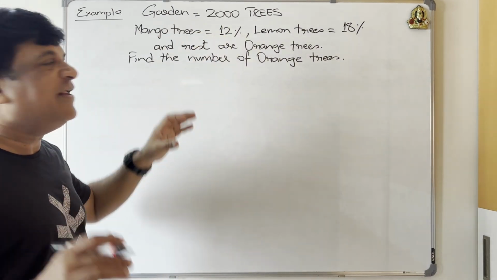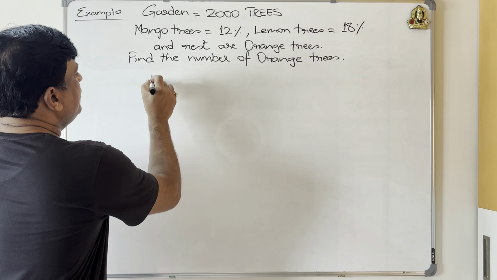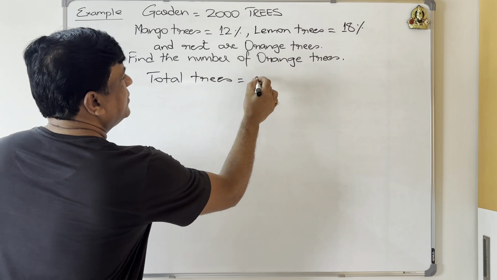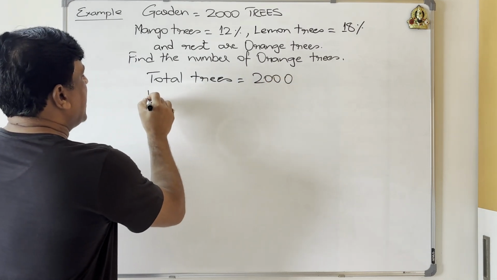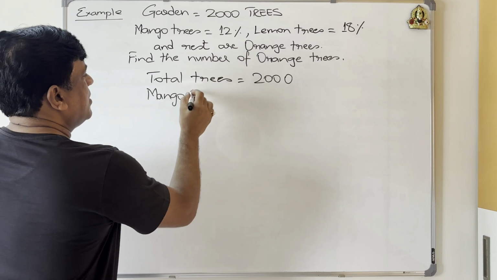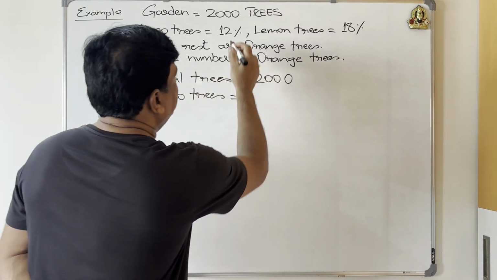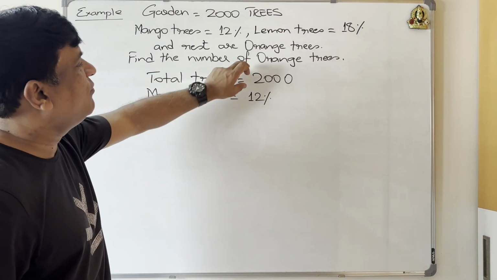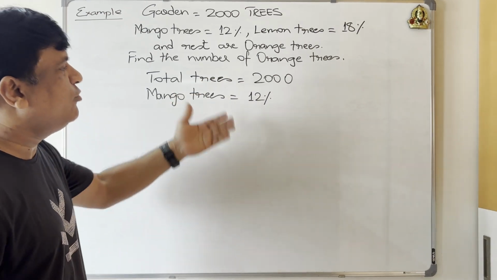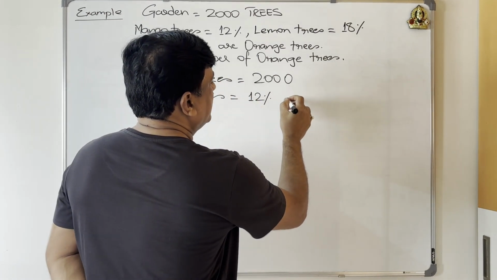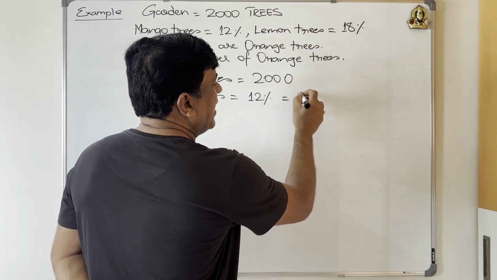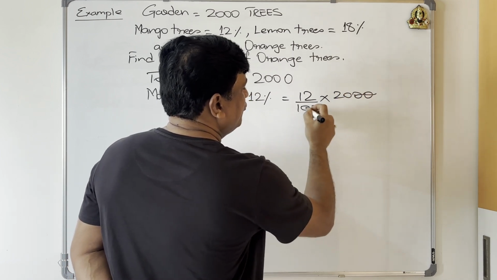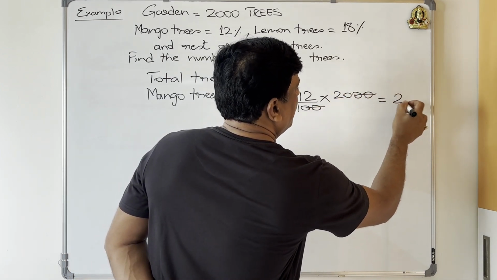So if you see the data which they have given you, total trees, you need to put the details. Total trees is 2000. Mango trees is 12%. So now, if 12% of the total population is mango trees, you will be able to go ahead and calculate. If you want to calculate the number of mango trees, it will be 12 divided by 100 into 2000. These two zeros get cancelled. So the number of mango trees is 240.